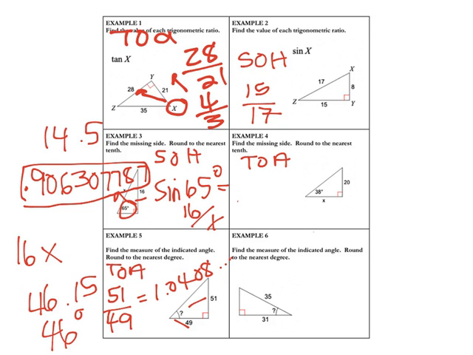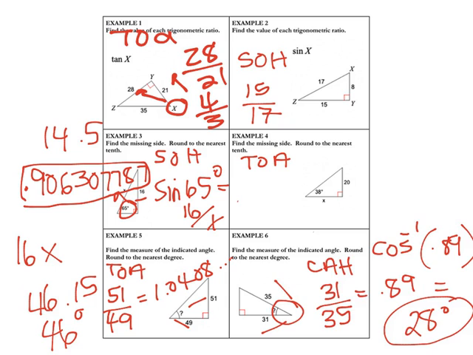You try example 6 and then check back. You should have noticed that this angle had an adjacent and a hypotenuse. So we're going to take adjacent over hypotenuse, 31 over 35. We get 0.89. We take the cosine -1, the opposite of cosine, of 0.89, and we get 28 degrees. So we have found that angle.